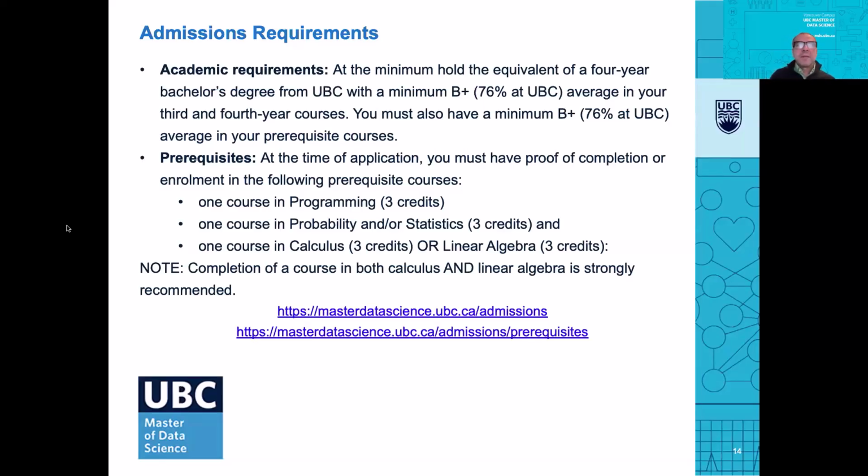Prerequisites, a lot of questions we get about prerequisites. So you need to have an undergrad degree, obviously, but also three of these. So let me explain. So you need to have one course in programming. It can be an introductory course. You need to have one course in probability or statistics, and you need to have either a calculus or linear algebra course, or both, obviously. And these have to be 4-credit courses.